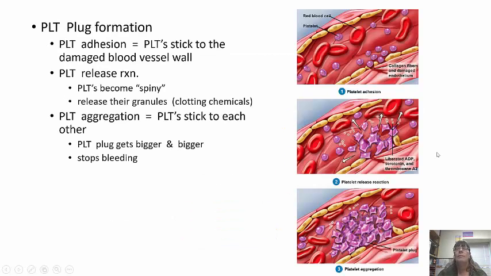The next thing that's going to happen is platelet plug formation. So once the vessel tears, the vascular spasm is going to start constriction so that the blood loss will be slowed. Platelets are going to come to the area. Platelets are going to release more chemicals to get more platelets to the area, and then they become spiny and release their clotting chemicals. They start to stick to each other and get bigger and bigger and bigger until we can stop the bleeding, basically, and a platelet plug is formed.